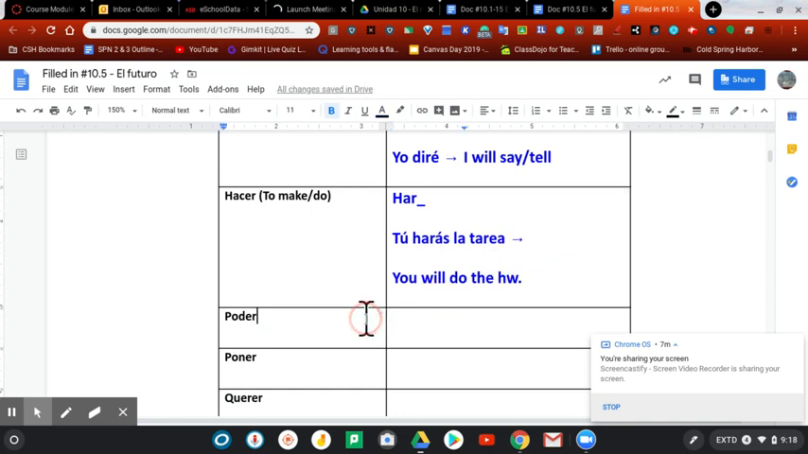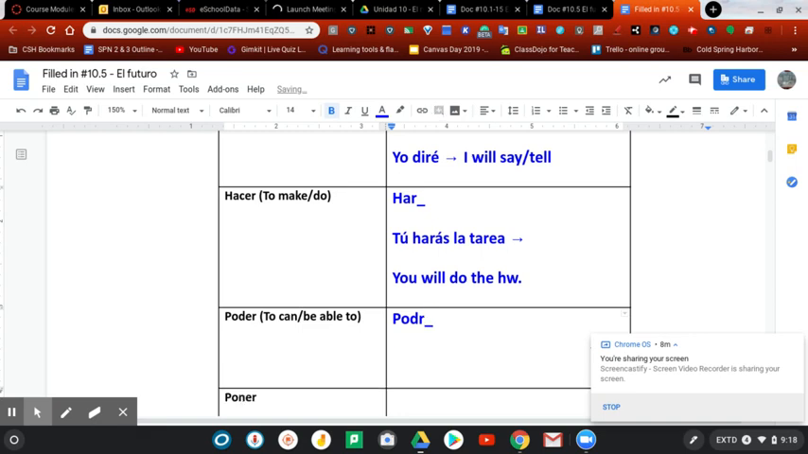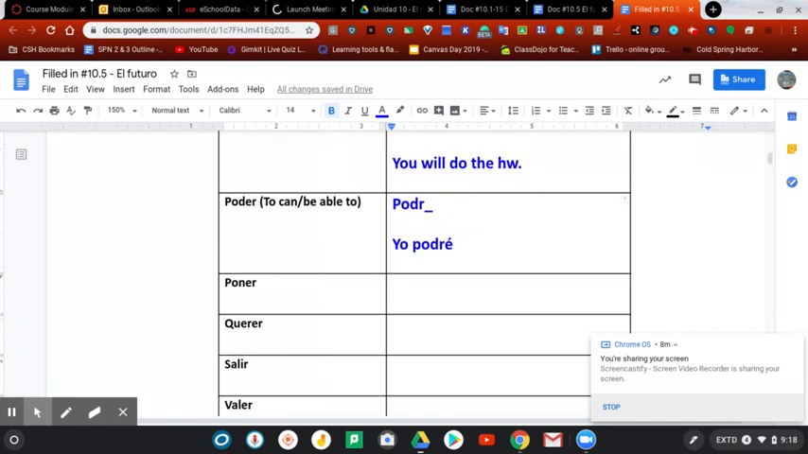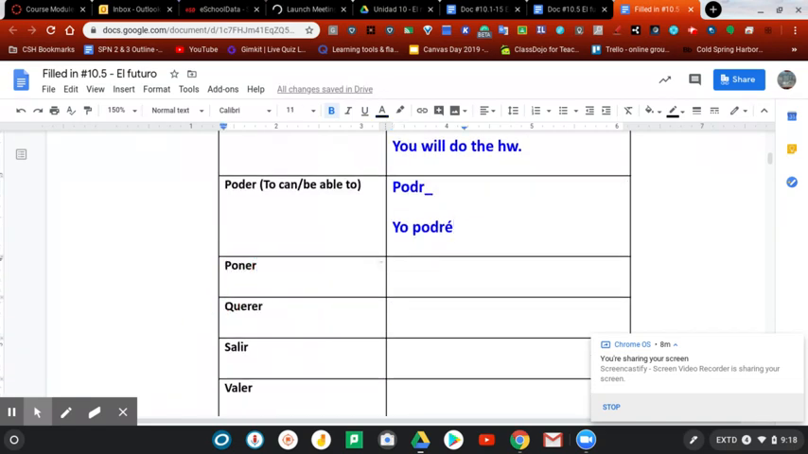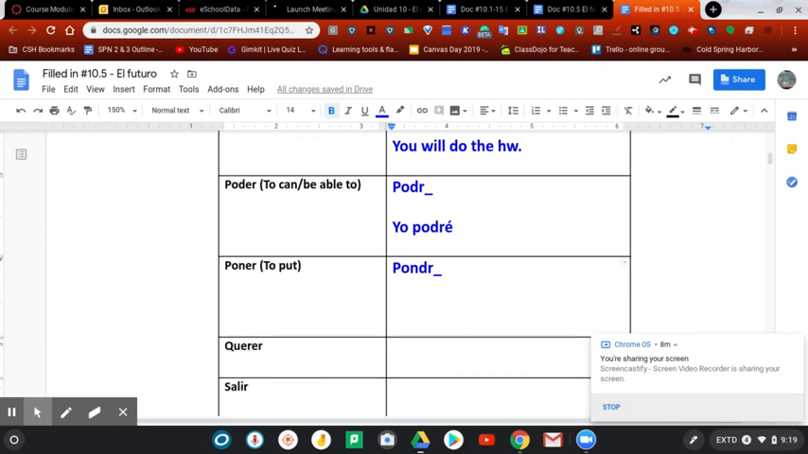Poder, to can / be able to. We have podr. So you would say something like, yo podré, I will be able to. Poner, to put. This goes to pondr. If we have something like pondremos, we will put.